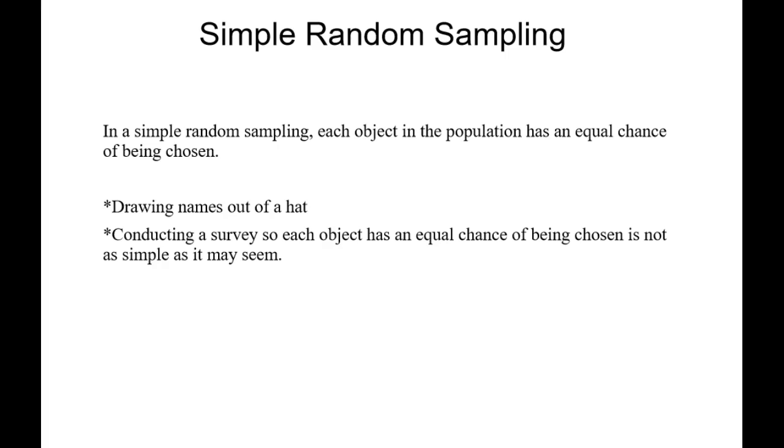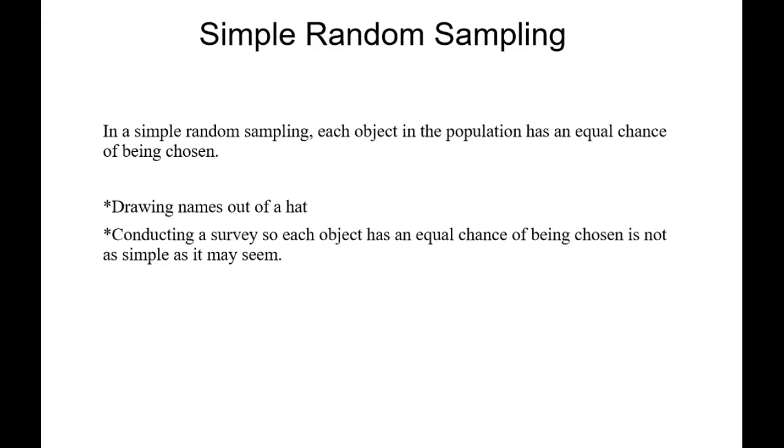So we put each student's name on a piece of paper of equal size, throw all the names in a container, and then we randomly select 30 of those. Okay, this is a simple random sampling because each student has an equal chance of being chosen for this survey. One thing to remember with simple random sampling is that conducting a survey so that each object has an equal chance of being chosen is not as simple as it would seem.